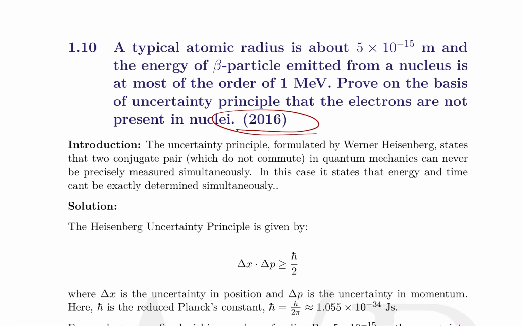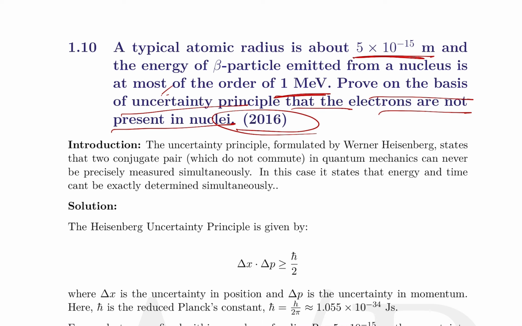So the question states: a typical atomic radius is about 5 into 10 raised to the power minus 15 meters, and the energy of a beta particle emitted from a nucleus is at most of the order of 1 mega electron volt. Prove on the basis of the uncertainty principle that electrons are not present in the nuclei. So here we have to prove why electrons are not present inside the nuclei. Again, we have to use the uncertainty principle.